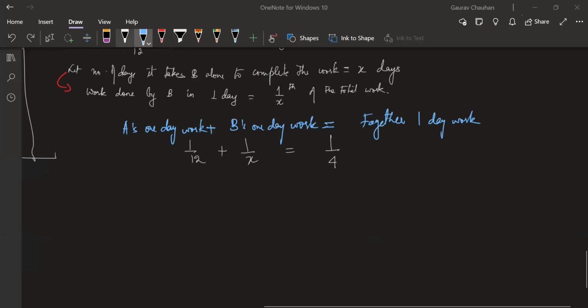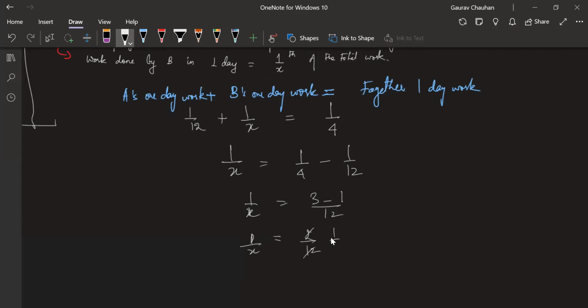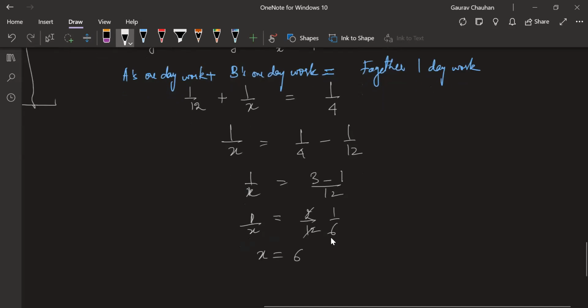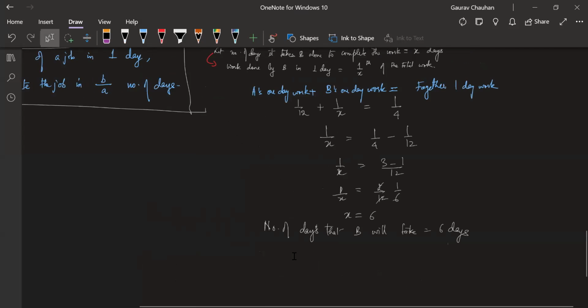Now we can solve for X. 1 by X is equal to 1 by 4 minus 1 by 12. Sorry, nowadays I'm making a lot of mistakes in calculations, guys. So 3 minus 1 by 12, that is equal to 2 by 12, that is 1 by 6. So X is equal to 6. So basically, the number of days B will take will be equal to 6 days, because every day B is doing 1/6 of the work.